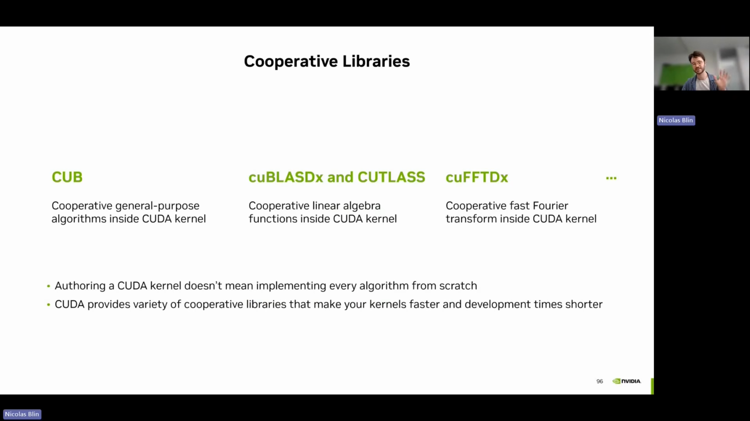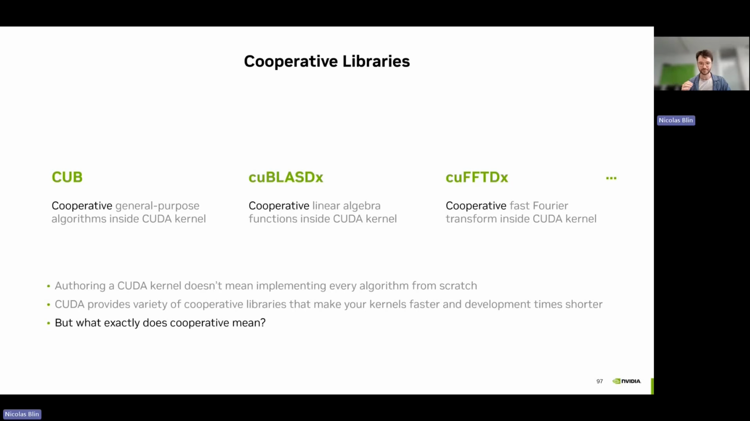Yes, maybe your use case is very specific, so you can't use cuBLAS, you can't use Thrust, you can't use CUB, and so you need a CUDA kernel, but even inside your CUDA kernel, we still have some tools for you. So CUDA offers a range of what we call cooperative libraries that speed up your kernel and shorten the development time. So for example, in addition to parallel algorithms launched from the host, like Thrust and CUB, we also have versions from the device. We have things like cuBLASDx and cuFFTDx to launch BLAS operations or Fourier transform operations directly from the device.